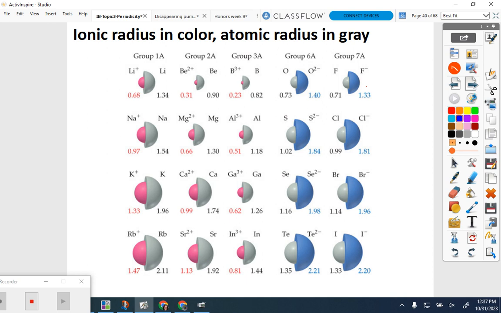So you can see the trend in both the atomic radius and the ionic radius, and you can see where we flip. This doesn't include groups 4 and 5, because 4 is complicated because it can kind of go either way. And 5, I don't know, they just didn't put group 5 in here. 5A, sorry. So group 15, 16, and 17 are here.